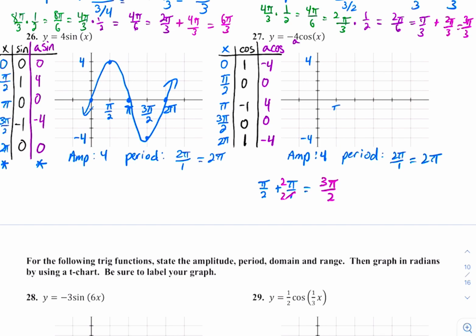And then I'm still using that pi over 2, pi, 3 pi over 2, and 2 pi when I graph my x's. And then I'm using this column and this column. So 0, negative 4 to start with. Pi over 2, 0. Pi, positive 4. 3 pi over 2, 0. And 2 pi, negative 4. And then making that cosine shape.